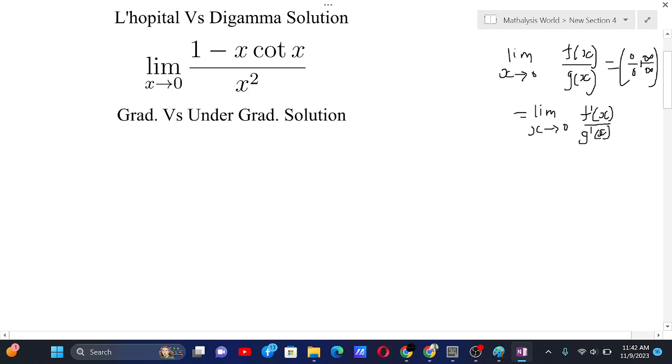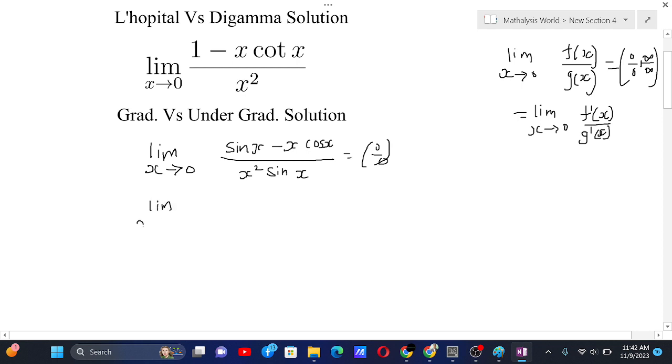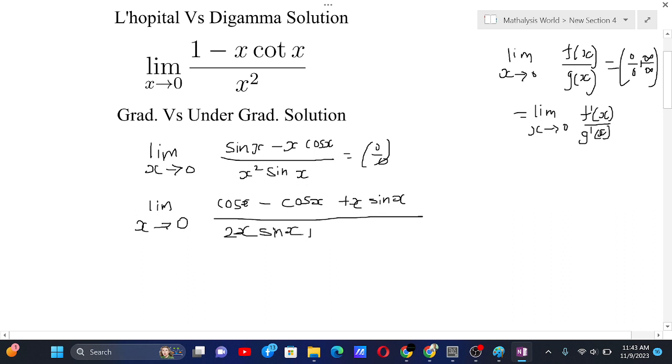So we are going to use this property from L'Hopital's rule. First of all, we change cot to cos and sine, which gives us the limit as x tends to 0 of (sine x minus x cos x) over x squared sine x. Now we see that this is in the form 0 by 0, so we take the derivative of numerator and denominator. The derivative of the numerator gives cos x minus cos x plus x sine x, and in the denominator we get 2x sine x plus x squared cos x.